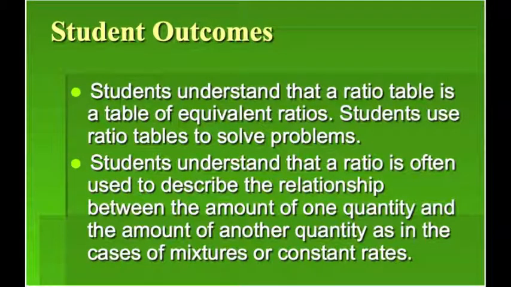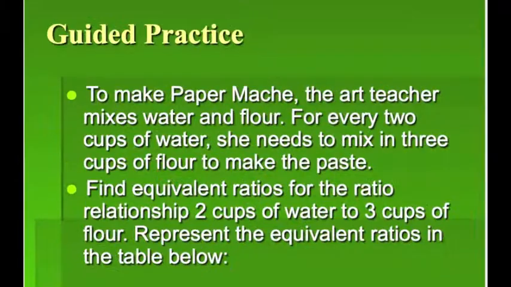The students' outcome from this objective is that they understand that a ratio table is a table of equivalent ratios. Students use ratio tables to solve problems. They can understand that a ratio is often used to describe the relationship between the amount of one quantity and the amount of another quantity, as in cases of mixtures or constant rates.